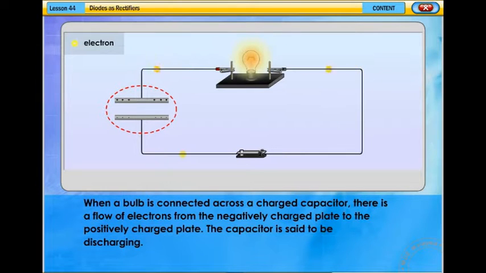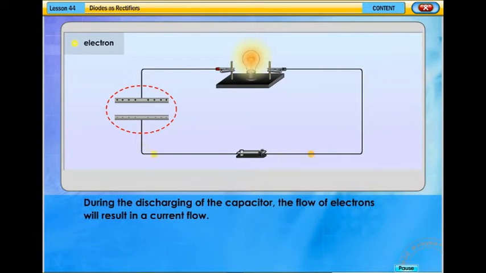When a bulb is connected across a charged capacitor, there is a flow of electrons from the negatively charged plate to the positively charged plate. The capacitor is said to be discharging. During the discharging of the capacitor, the flow of electrons will result in a current flow.